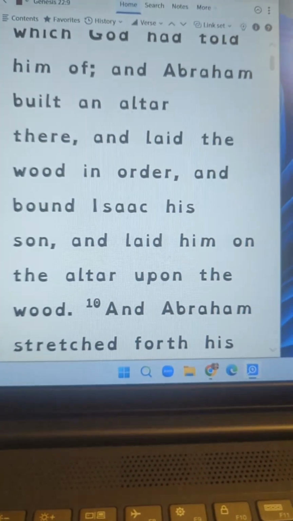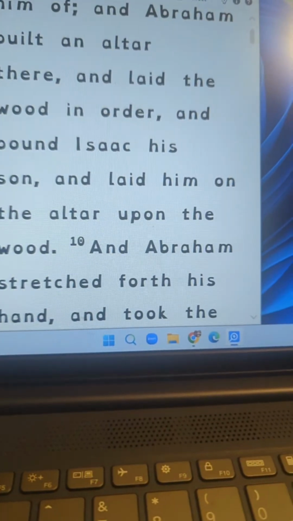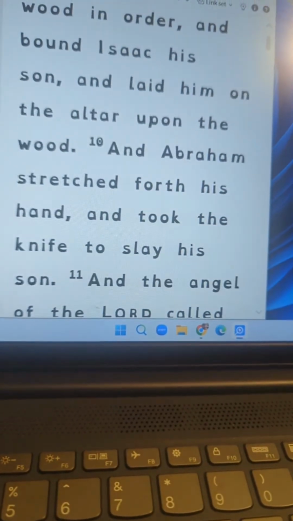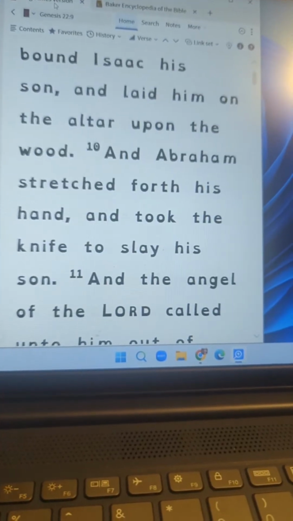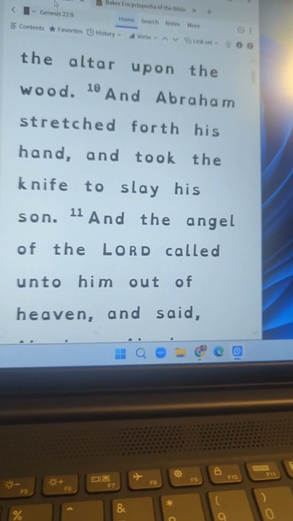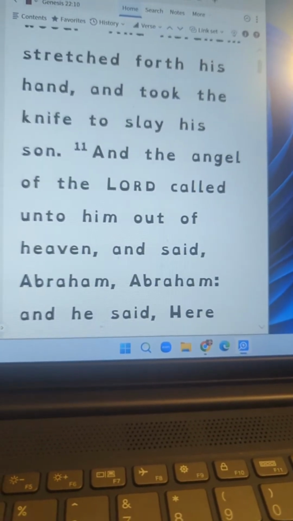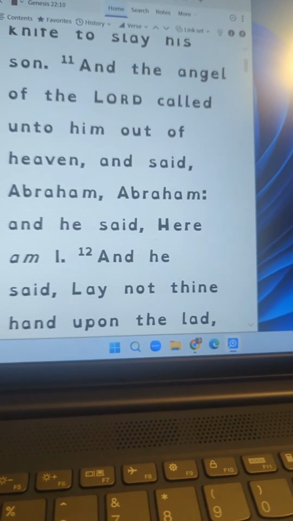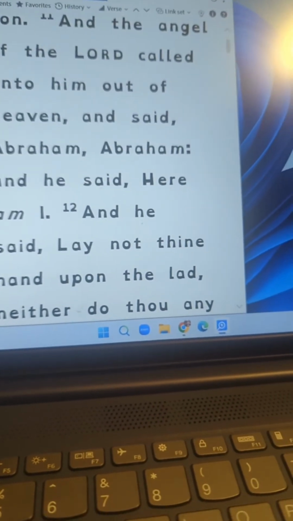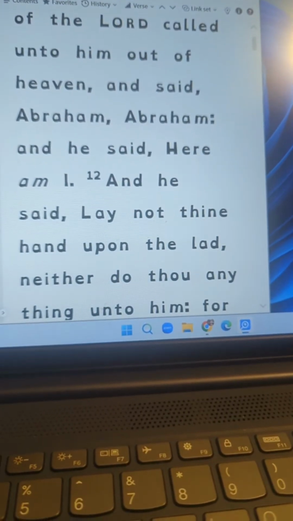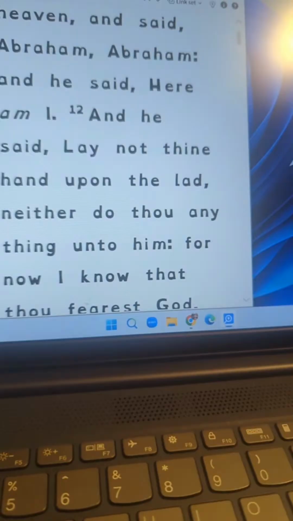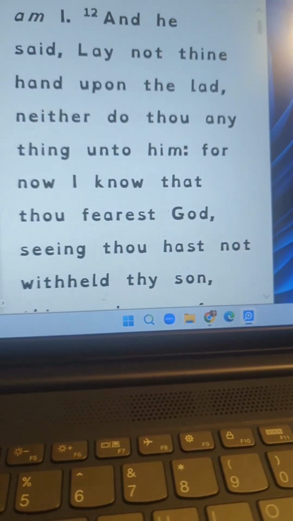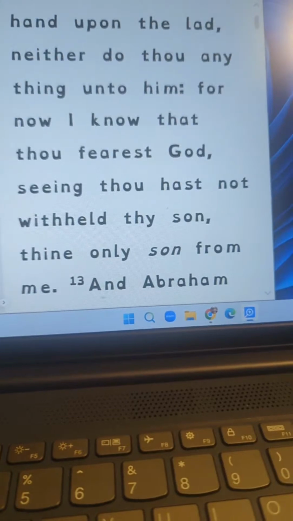And Abram stretched forth his hand and took the knife to slay his son. And the angel of the Lord called unto him out of heaven and said, Abraham, Abraham. And he said, Here am I. And he said, Lay not thine hand upon the lad, neither do anything unto him, for I know now that thou fearest God, seeing thou hast not withheld thy son, thine only son, from me.